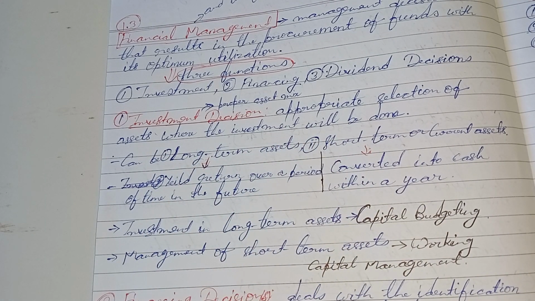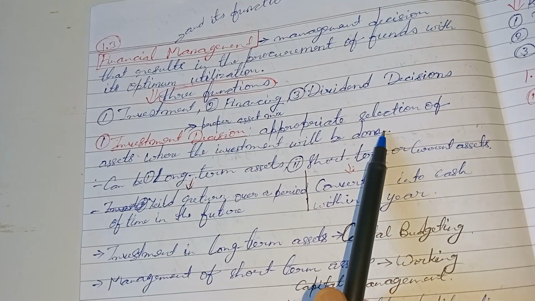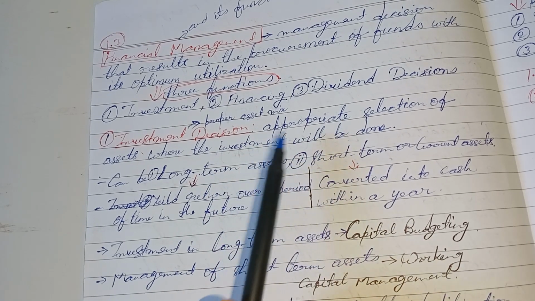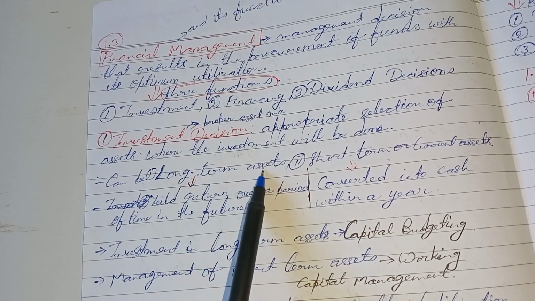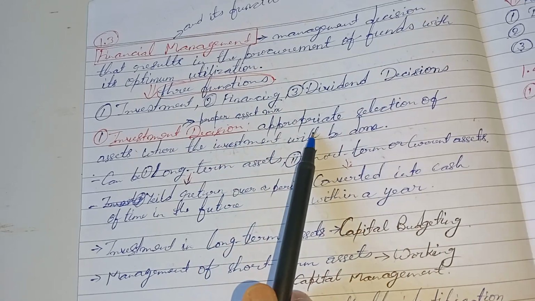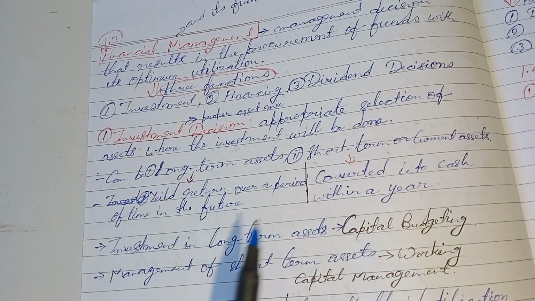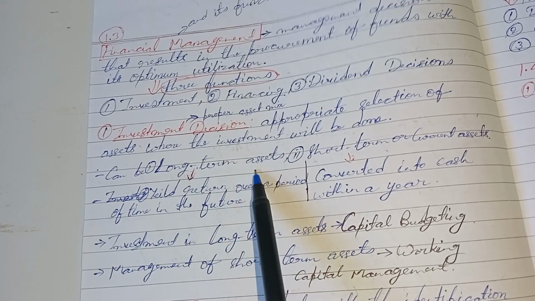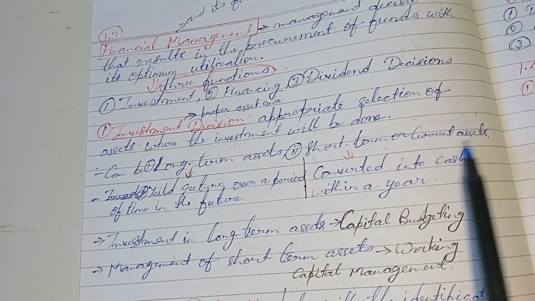Whenever we have to acquire any asset, then we have to invest. So that is the appropriate selection of assets where the investment will be done. Here these can be long-term assets and short-term or current assets. So investment decision means about the assets, what different assets should be acquired. About those things we study in investment decision. It may be about long term assets or about short term or current assets.